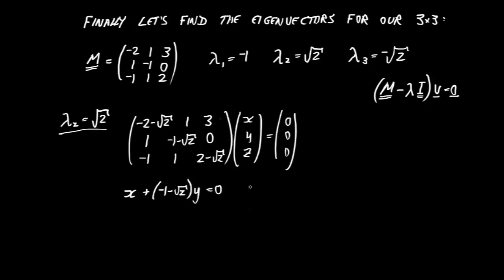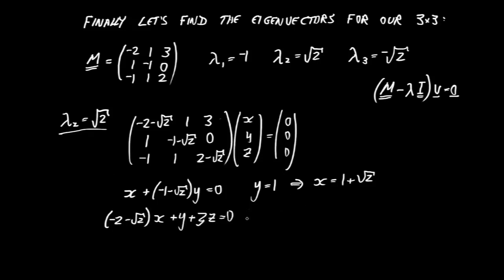And that means that if I choose a simple value for y of 1, then I can immediately say that x moving across is going to be 1 plus root 2. Good. So now I'll use the top line, which is minus 2 minus root 2 x plus y plus 3z is equal to 0. And I'll substitute in the values that I've already picked and inferred. So I'm going to get 1 plus root 2 onto minus 2 minus root 2, that's the x term, plus the y is 1, plus 3z yet to be found is equal to 0.